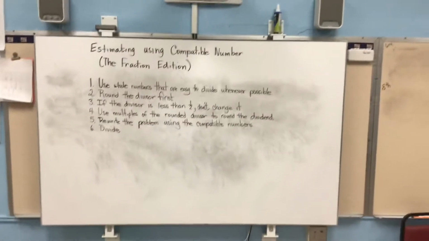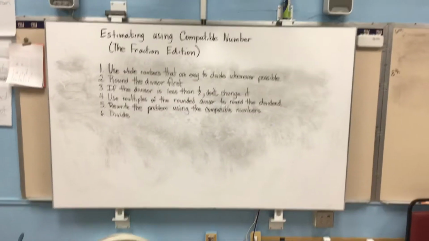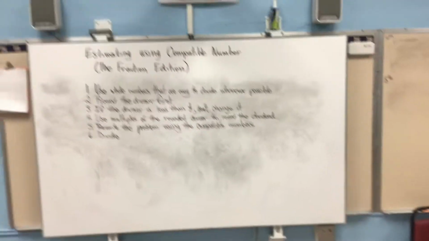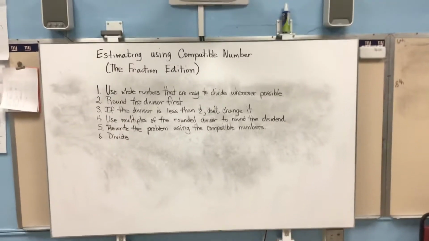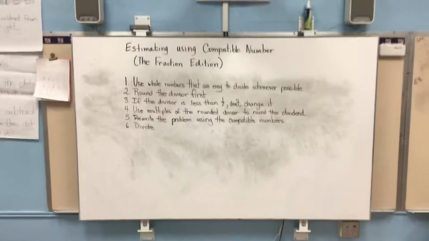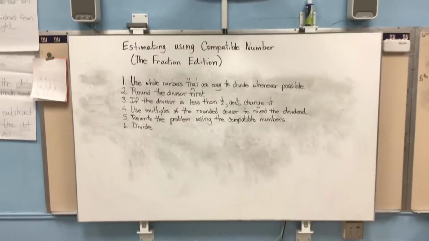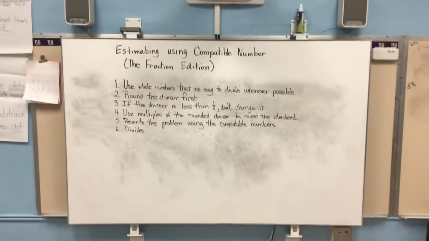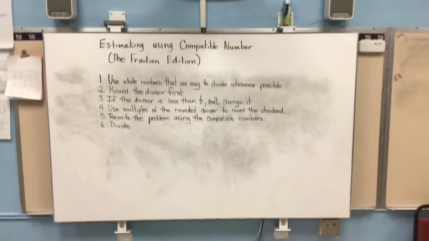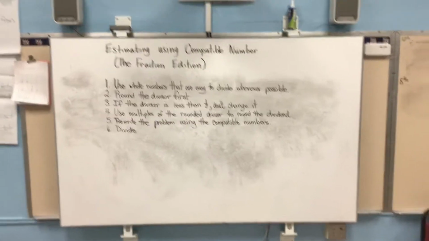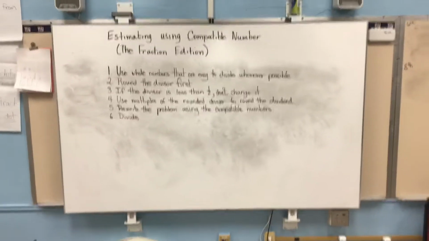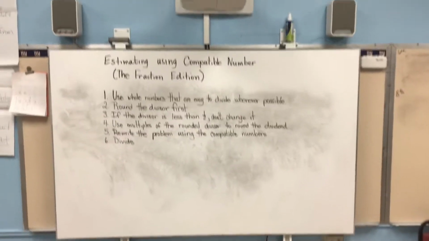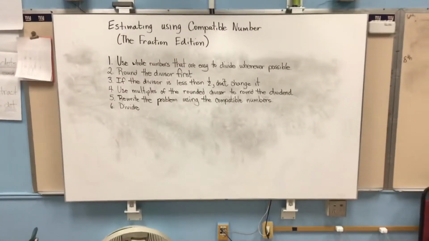Step 3, if the divisor is less than 1/2, don't change it. Now, this is more of a feel type situation than anything else. If your divisor is closer to 0 than to 1/2 when you're rounding it, then I would definitely just leave it alone. If it's closer to 1/2, then I would round it to 1/2 because 1/2 is very easy to use, especially when you're dealing with compatible numbers.